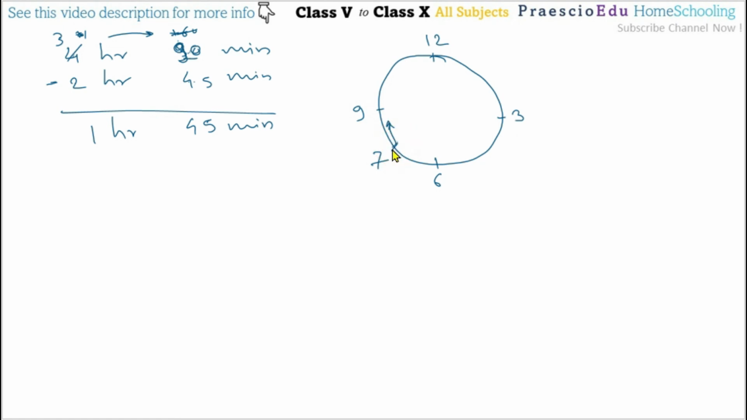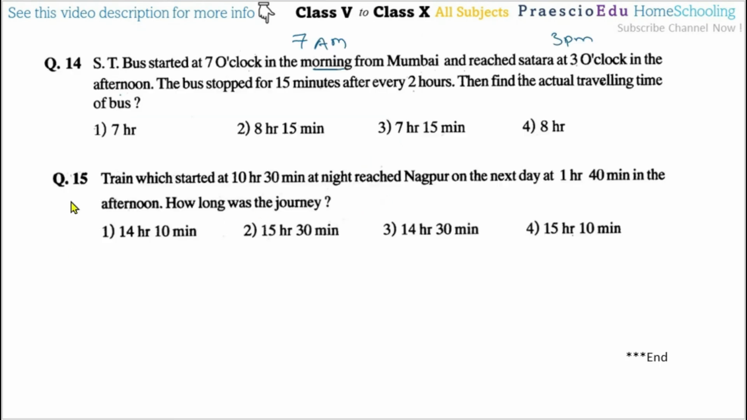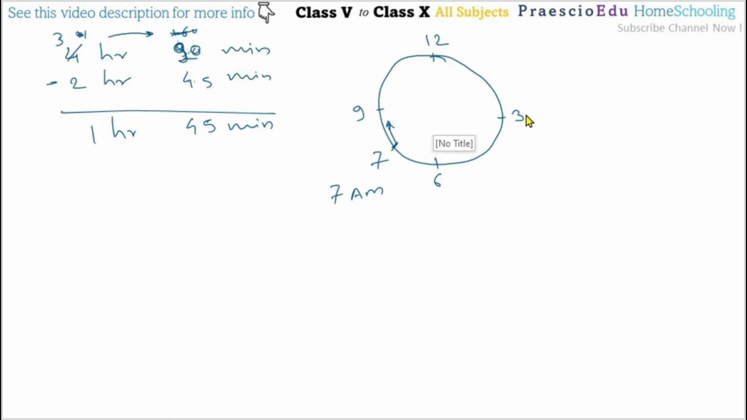Starting time is 7 o'clock, so 7 AM, and it reaches at 3 o'clock, which means 3 PM. So from here to here, this time duration we have to calculate. Before calculating directly, we first count up to 12. So 7 to 12 means 12 minus 7, which equals 5 hours. From 12 to 3 it's 3 hours. Adding them gives 8 hours.